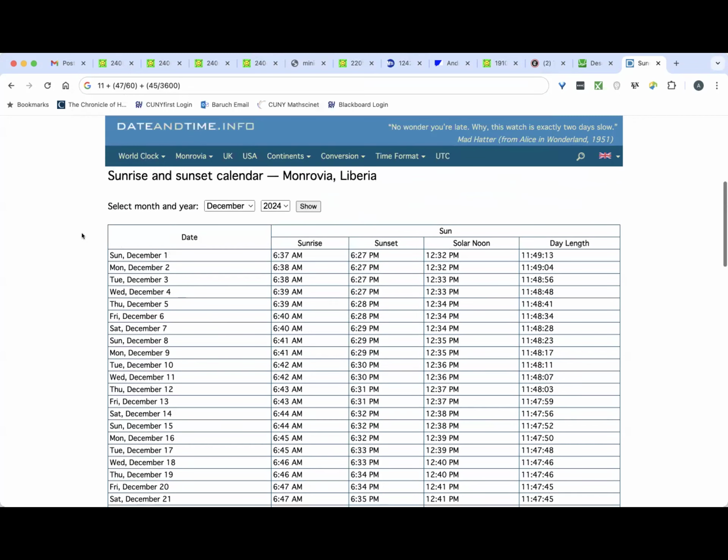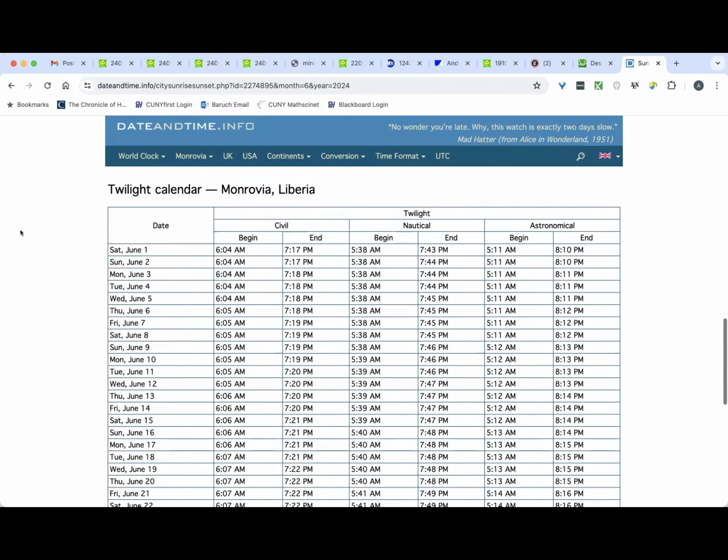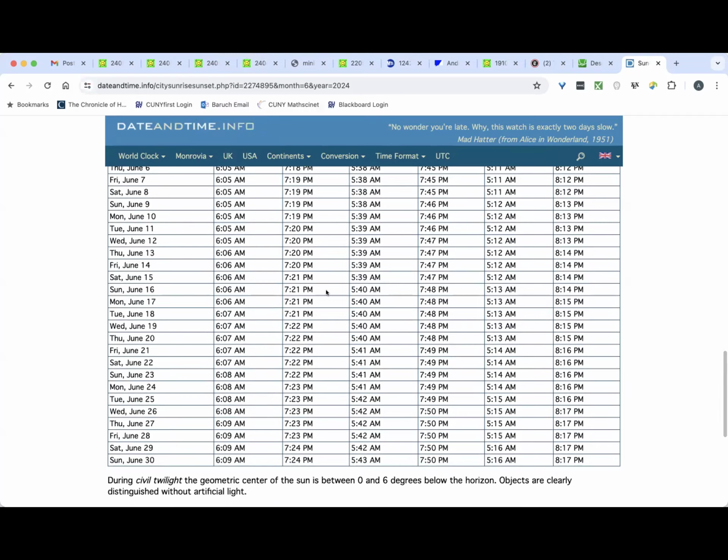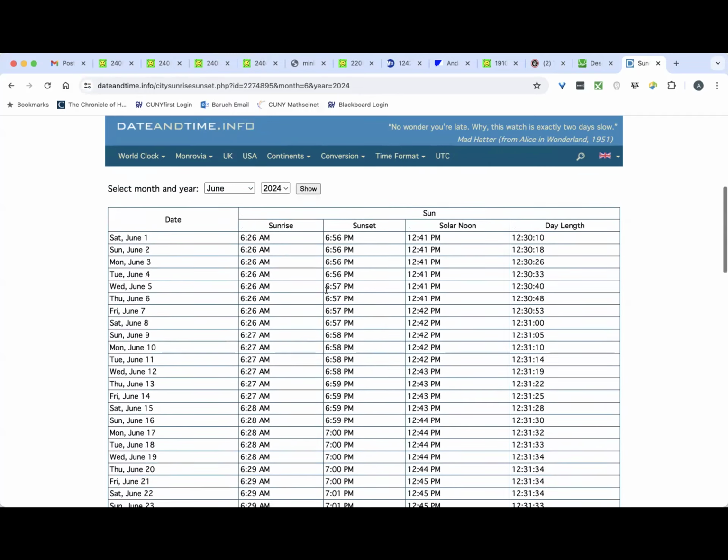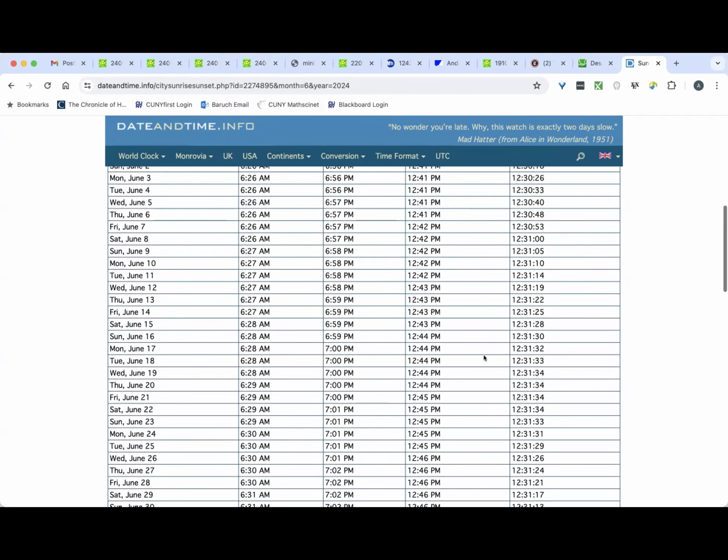Okay, now the last thing we need is X max. So we need to know the date where the maximum value is taken on. Over here, not twilight, we want sunrise and sunset, right? It looks like the maximum day is June 19th, 20th, 21st, and 22nd. So let's just pick the date in the middle, basically the median of these dates. So we want the median of 19, 20, 21, and 22.